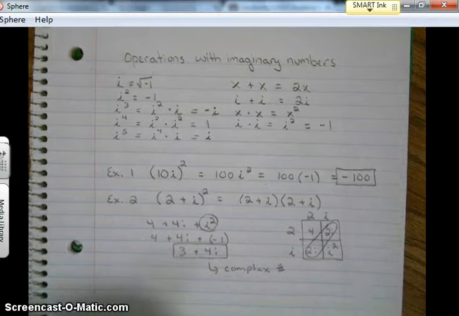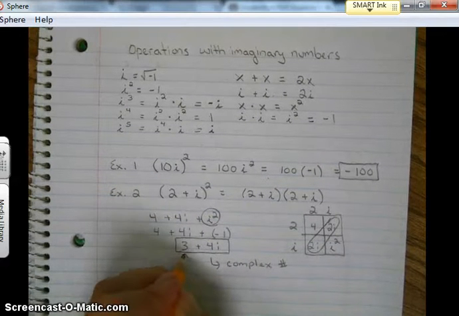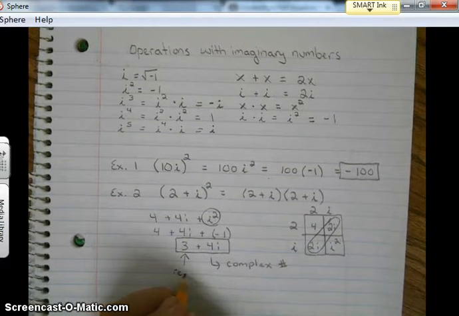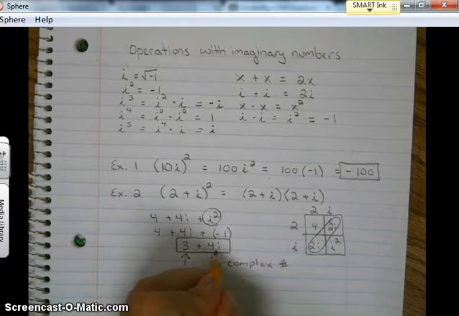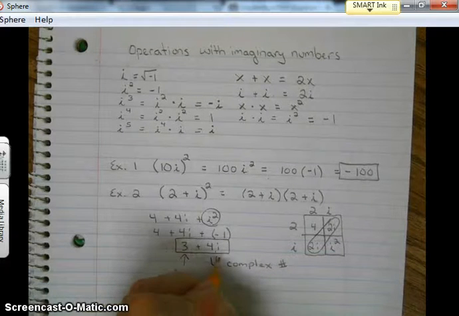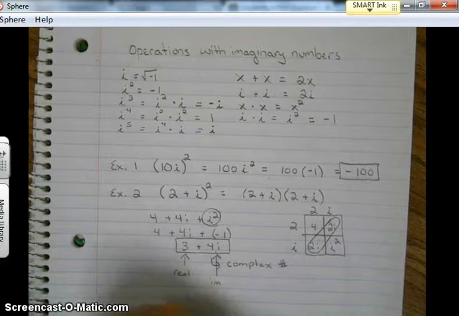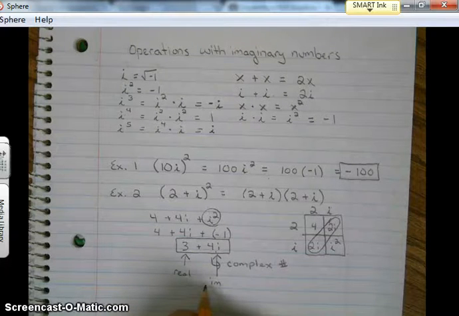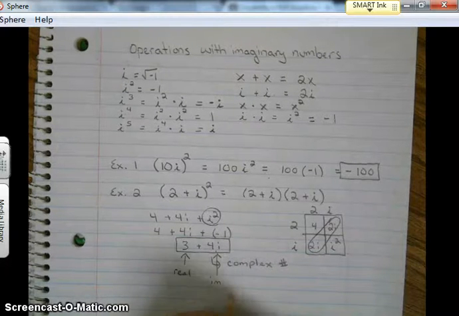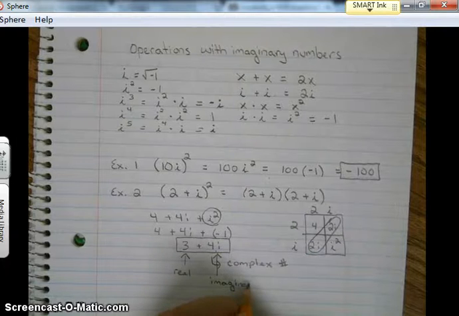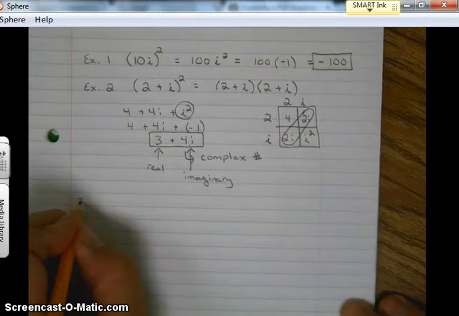It's complex because it has a real part. This is your real part, the 3. And this is your imaginary part right here. And when you have a real part and an imaginary part, you have a complex number. All right, let's move on to another example.